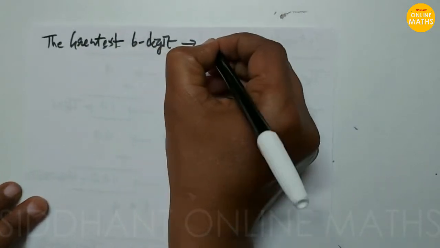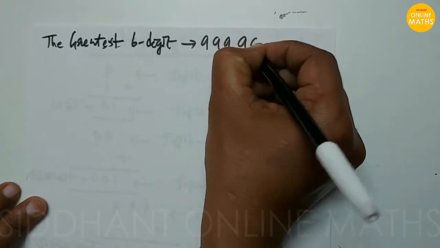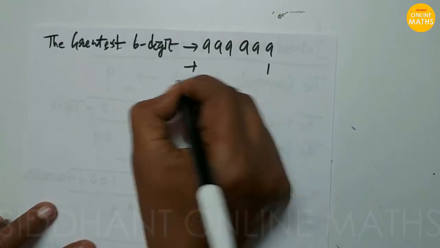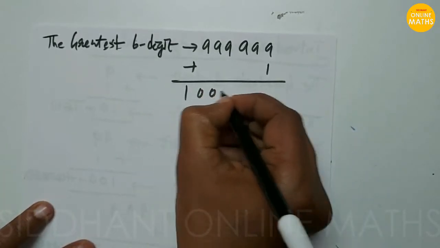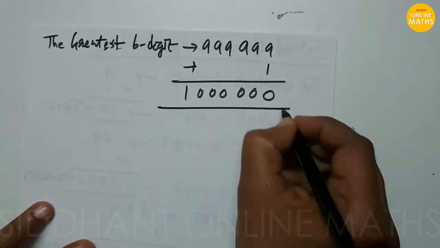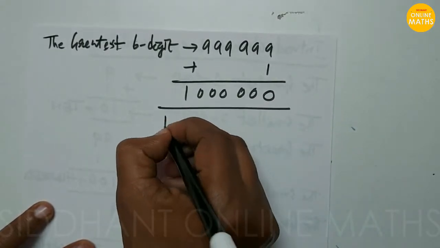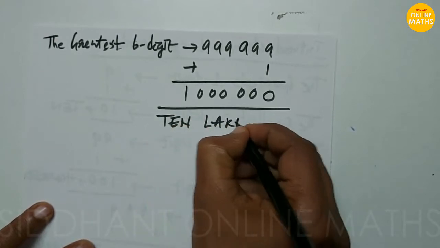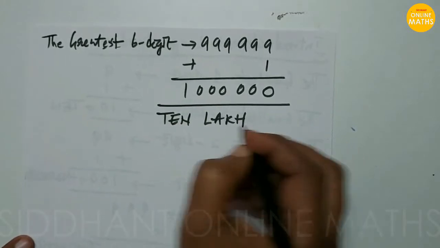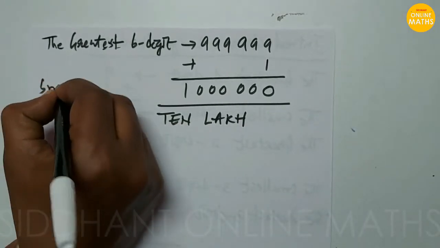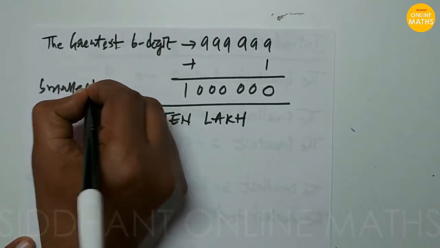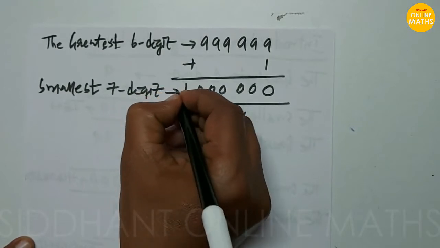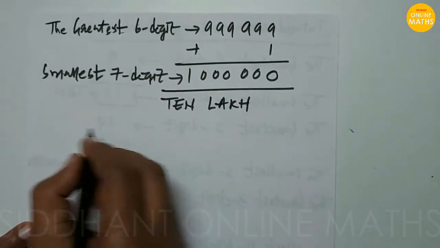So the greatest 6-digit number is 999999. When you add 1 to this, the number will become 1000000, and this is read as 10 lakh, and this is the smallest 7-digit number.